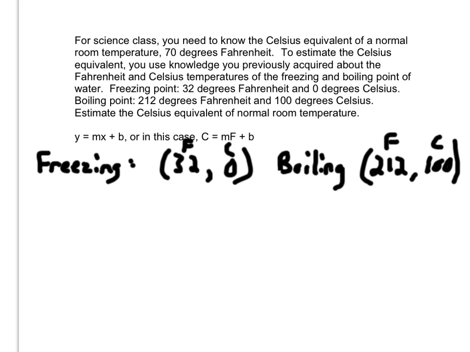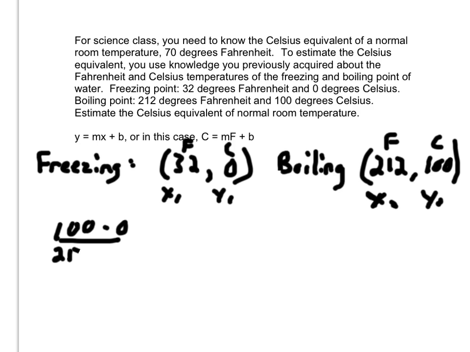Okay? Well, to fill in our equation in this format, we're going to use the same process that we've been using all lesson, and we're going to use the slope formula. Okay, so we'll call this our x1 and our y1 and our x2 and our y2. So we're going to plug in on top 100 minus 0 over the bottom is 212 minus 32. Well, 100 minus 0 is 100, obviously, and 212 minus 32 is 180.